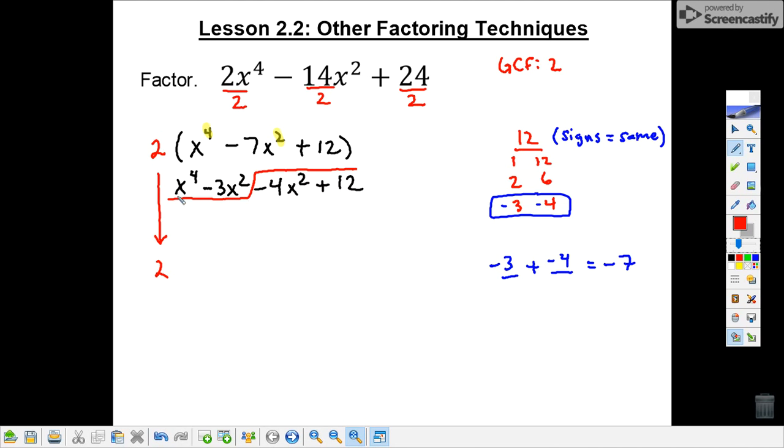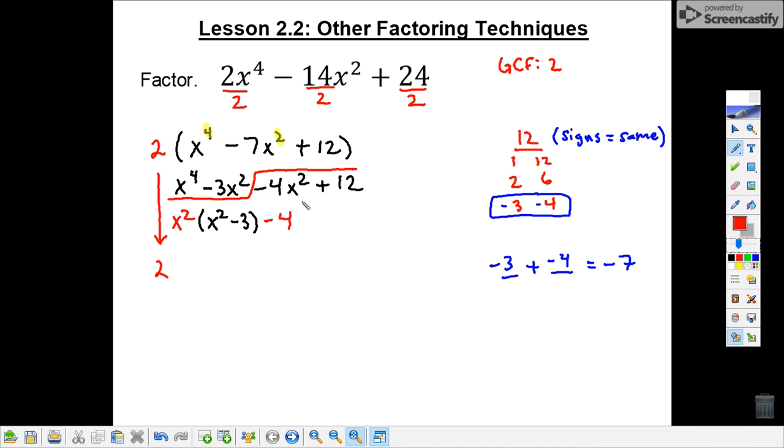Now my greatest common factor of this first pair is x squared, so I'm going to take out an x squared, divide everything by x squared. So x to the 4th divided by x squared is x squared. -3x squared divided by x squared is just -3. And then I do the same thing for the next pair. -4x squared and 12 have a greatest common factor of -4.